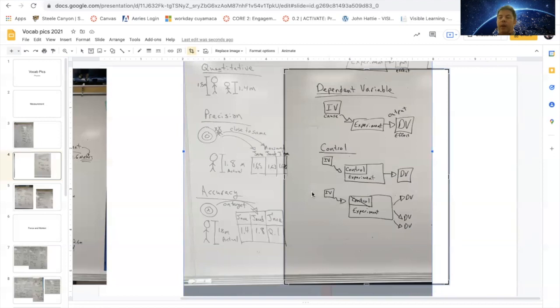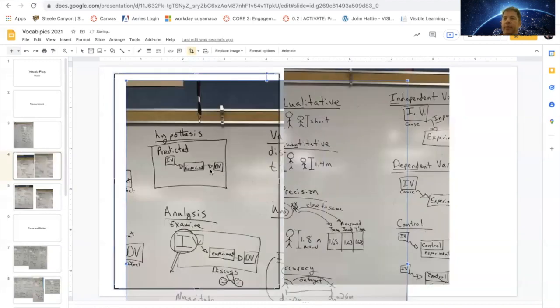However, if I'm changing the sunlight, changing the water, changing the fertilizer, and I'm not controlling those things, I'm going to get all kinds of different dependent variables, all kinds of different outputs, and I'm not going to be able to tell what's going on. So we're going to control the experiment.